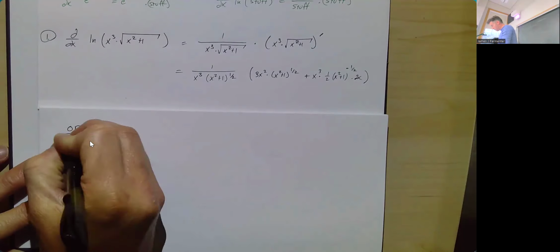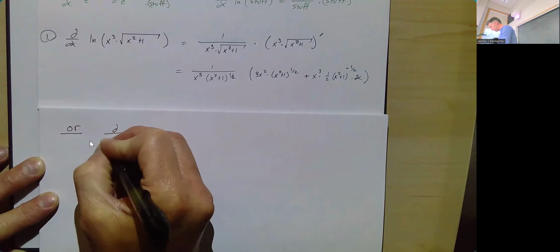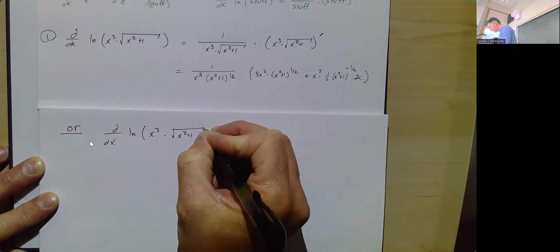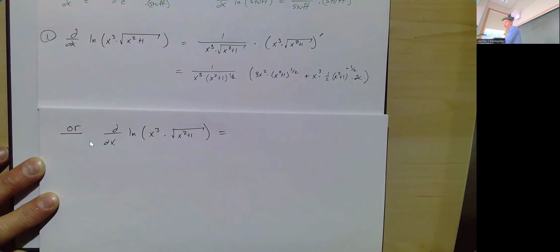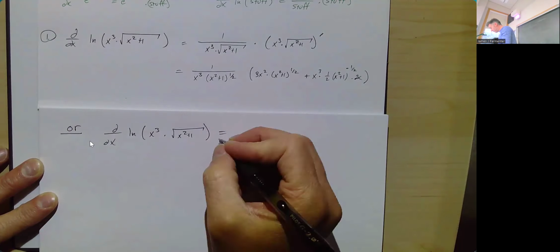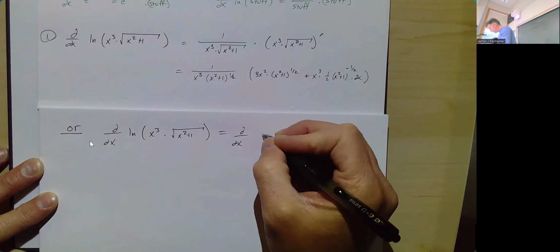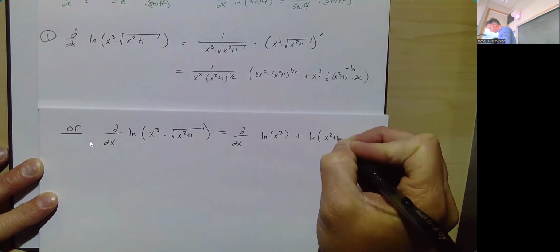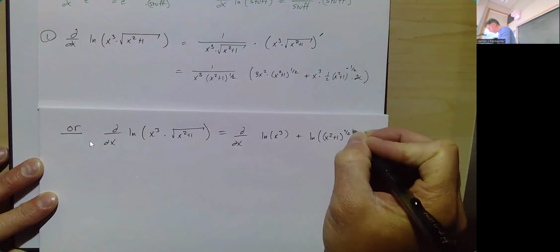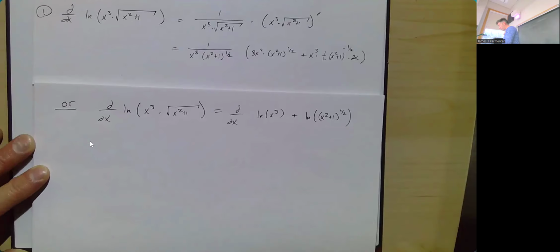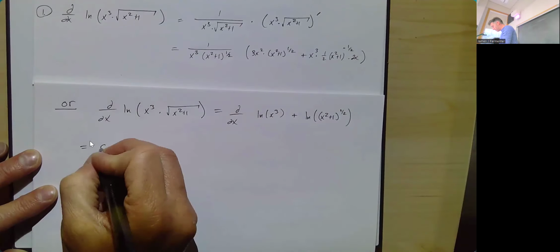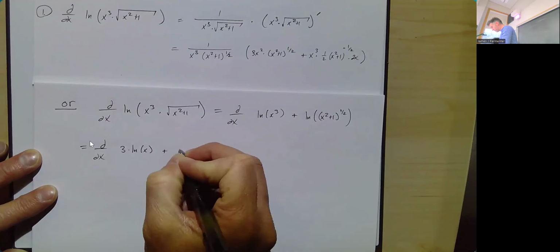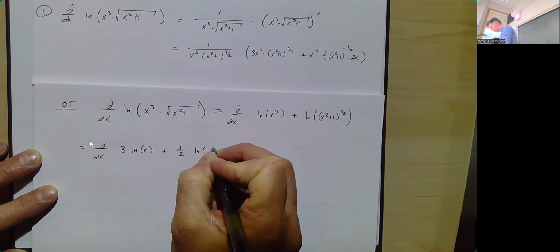So the better way of doing this is by saying the derivative of the natural log of x cubed times the square root of x squared plus 1. We should first use our properties of logs. We can break this up as the derivative of the natural log of x cubed plus the natural log of the square root of x squared plus 1, or x squared plus 1 to the 1/2 power. And then, before we start taking derivatives, we can use one more property and say this is equal to the derivative of 3 times the natural log of x plus 1/2 times the natural log of x squared plus 1.